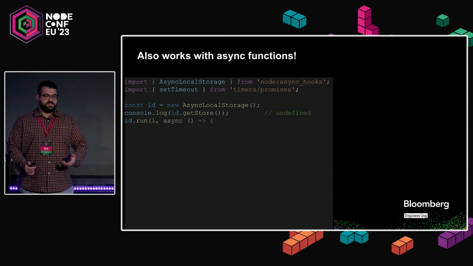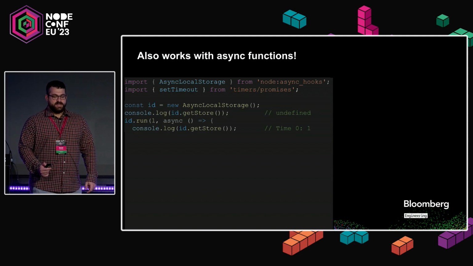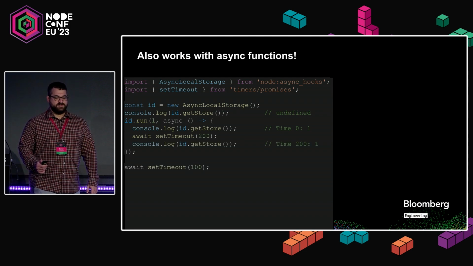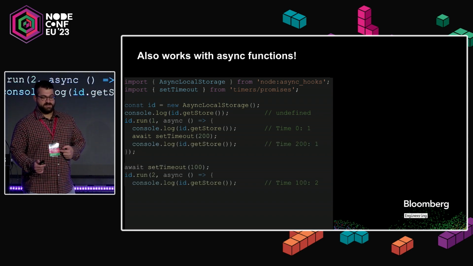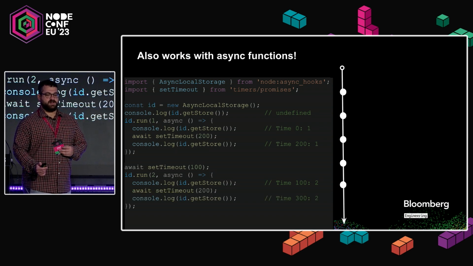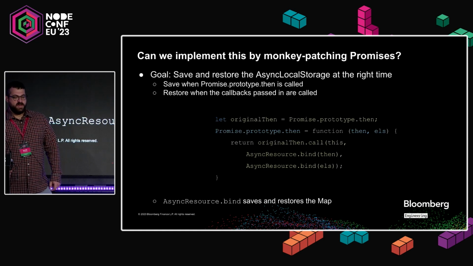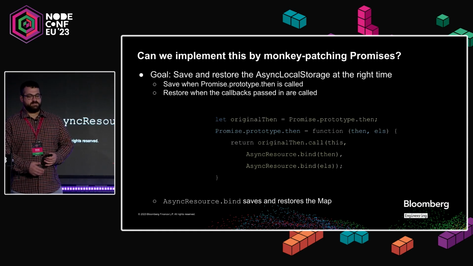So if you use the promise version of setTimeout, then you can await setTimeout, and the store still returns the value you expect. And it's all the same as with the callback version. The timeline still goes back and forth like before. So how could this be implemented?